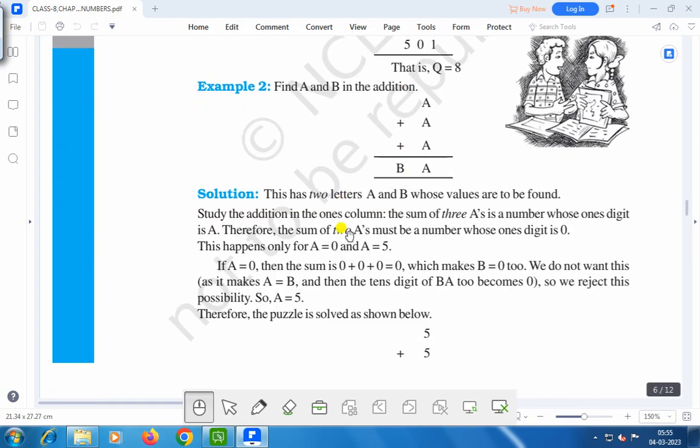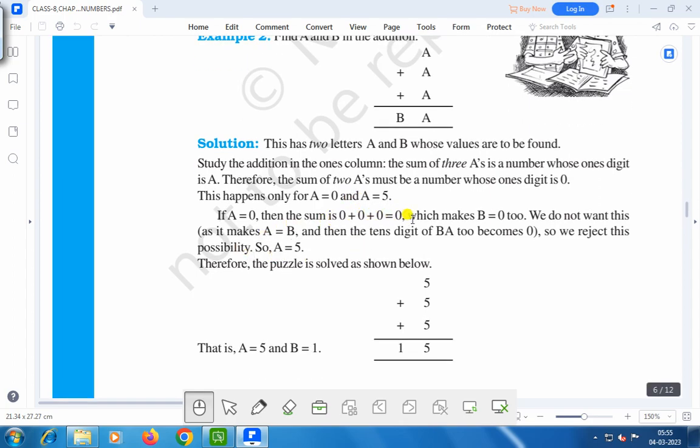Find A and B in the addition like this. This has two letters, A and B, whose values are to be found. We study the addition in the ones column. The sum of three A's is a number whose ones digit is A. Therefore, the sum of two A's must be a number whose ones digit is 0. This only happens for A equal to 0 and A equal to 5.